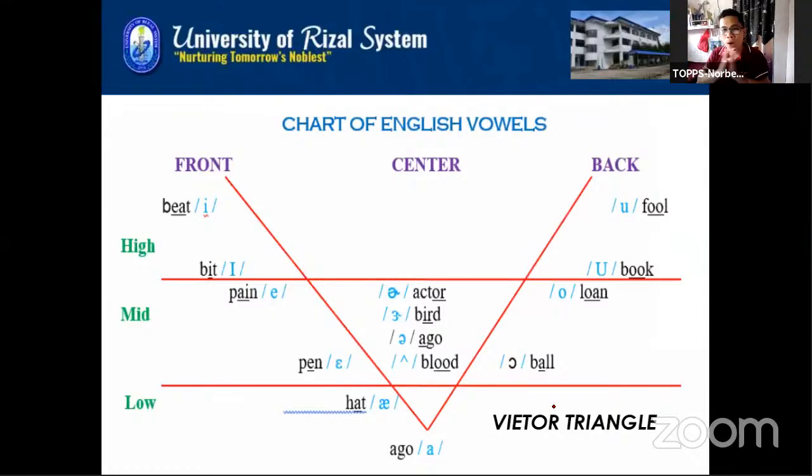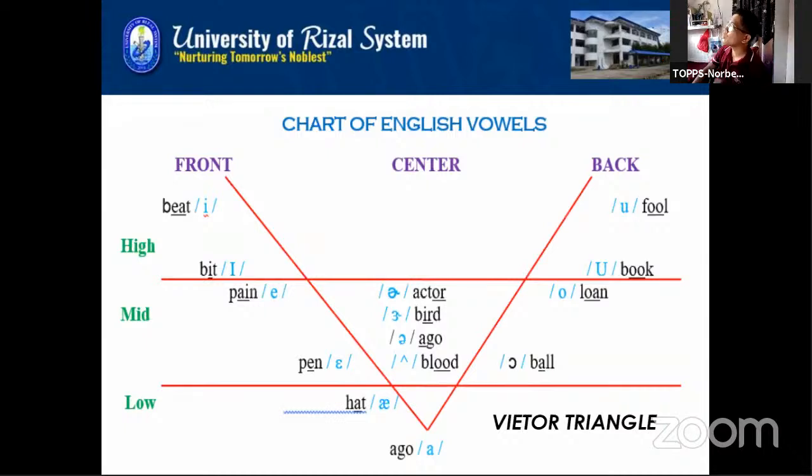So now I will be discussing first the different vowel sounds. As you can see on this slide, we have the so-called Vitor triangle. So the Vitor triangle is actually a representation of our mouth.